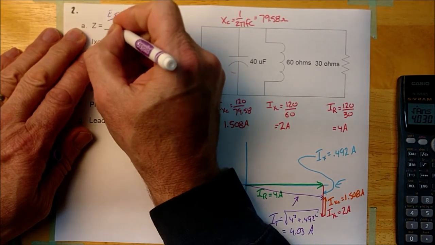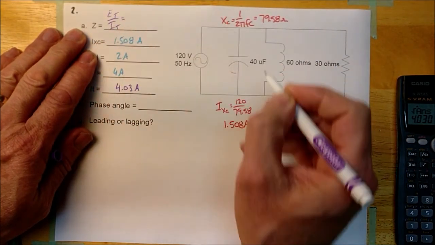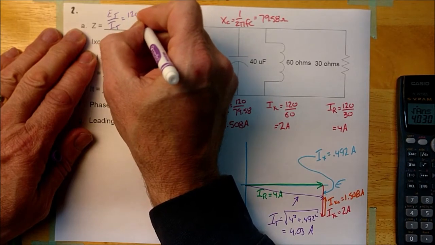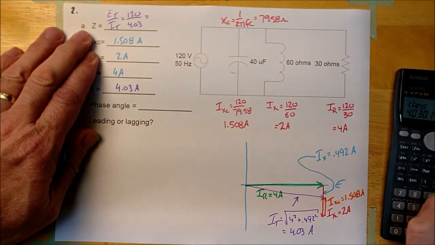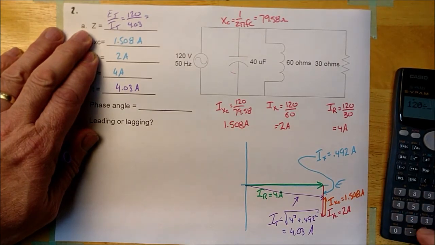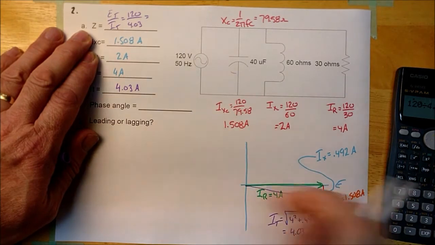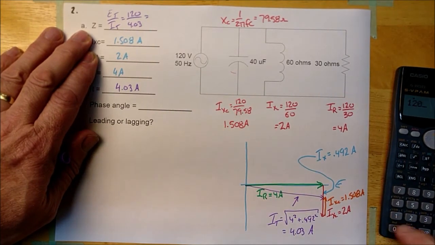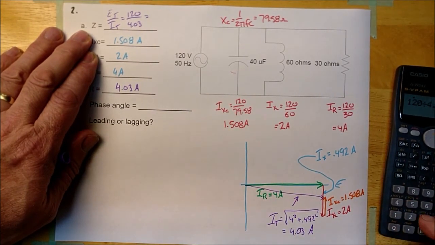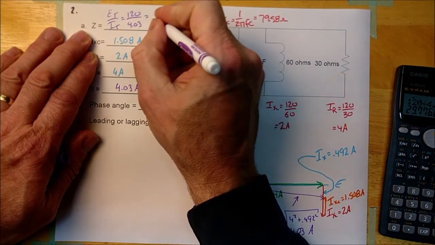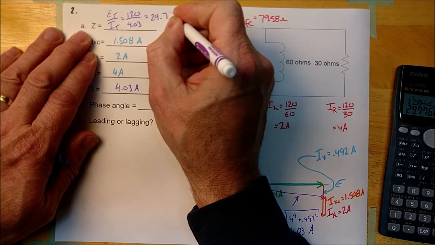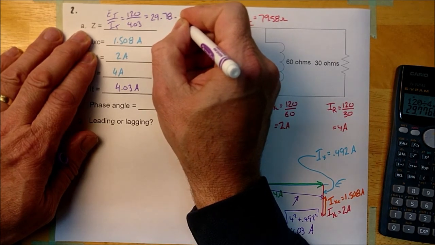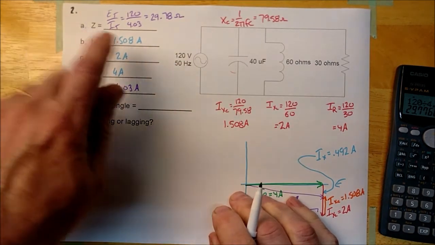total over I total. It's going to be 120 over 4.03. Try that again. 120 divided by 4.03. It is 29.78 ohms. All right, guys.